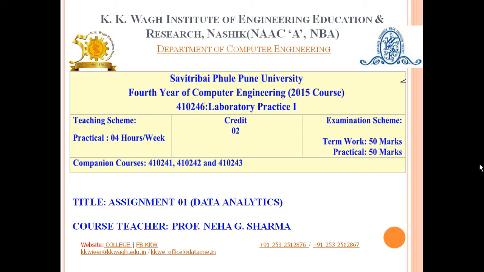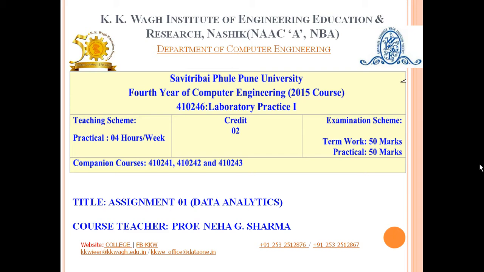For this particular laboratory course, you have 3 companion courses. The first one is data analytics, which is a compulsory subject, and the second one is HPC, that is high performance computing, and the third one is AINR, that is artificial intelligence and robotics. So these 3 are the companion courses. In this particular laboratory we are going to discuss the assignments related to these 3 companion courses. So in this lecture we are going to discuss the first assignment of the data analytics section.